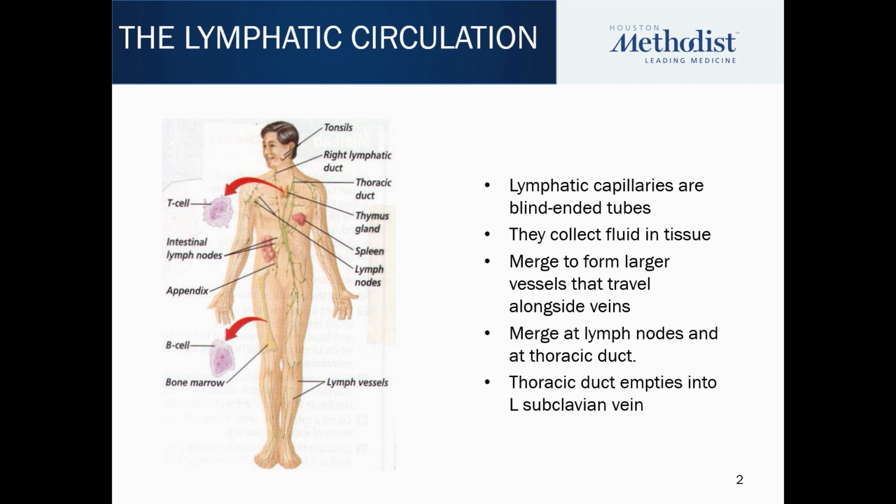By the way, we lose about 2 to 4 liters of fluid in our tissues every day. So that's half a gallon to a gallon of fluid we lose every day in our tissues. And 100 grams of protein leak out through the capillaries, through the arterial and venous capillaries. So the lymphatics are there to collect that fluid and that protein.